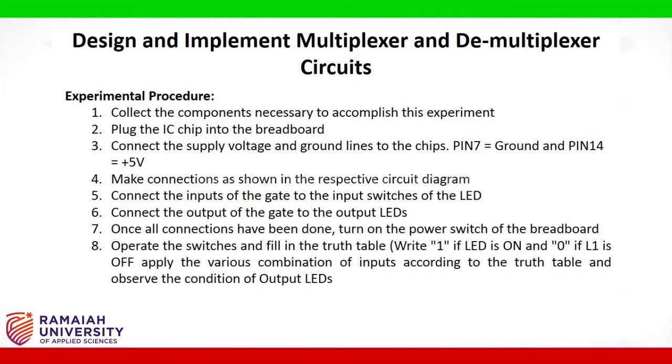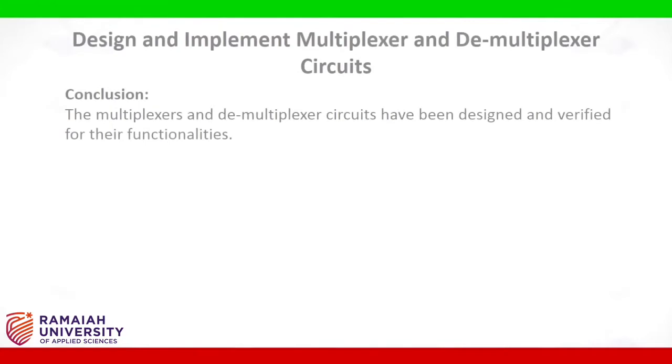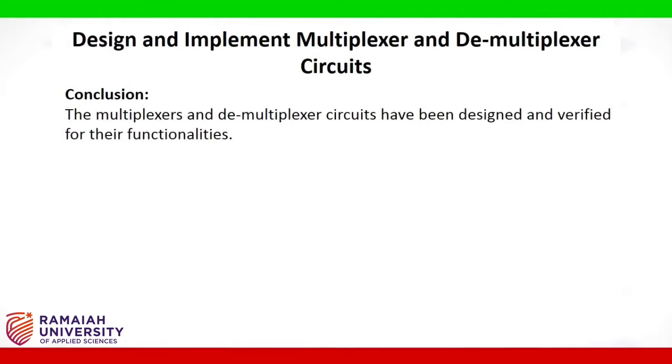Once all connections have been done, turn on the power switch of the breadboard. Operate the switches and fill in the truth table. Write 1 if the LED is on and 0 if the LED is off. Apply the various combinations of input according to the truth table and observe the condition of the output LEDs. Conclusion: the multiplexer and demultiplexer circuits have been designed and verified for their functionalities.